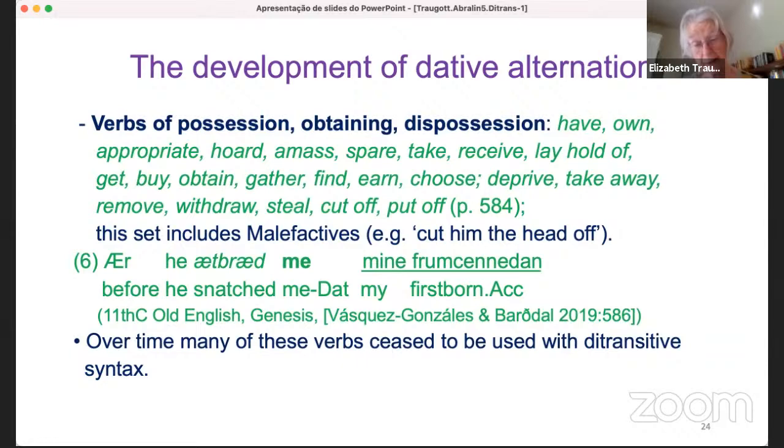These are examples like cut him the head off. There's an example from Old English in 6. Before he snatched me, me is dative, my firstborn accusative. We don't do that in modern English anymore. So I'm beginning here to talk about the fact that over the last 1500 years or more, we have been losing members of the dative transitive schema.